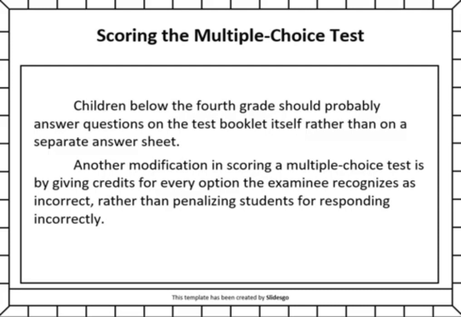Another modification in scoring a multiple choice test is by giving credits for every option the examiner recognizes as incorrect, rather than penalizing students for responding incorrectly. However, a penalty should be given for eliminating a correct alternative. Scoring can also be modified by having students identify the correct option if the correct answer is not among the options.